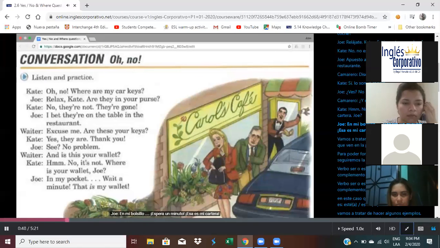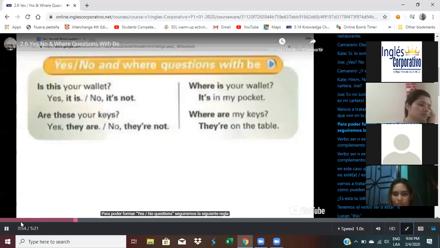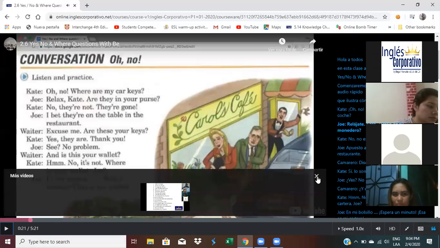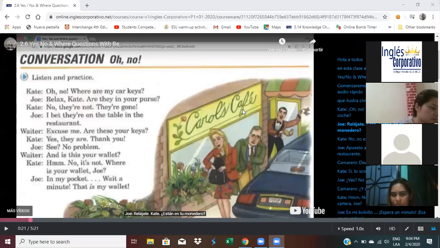That is my wallet. Let's try to make sense of the chart that you see on the screen. In order to form yes or no question, are they in your pocket? All right, guys, please repeat after me.